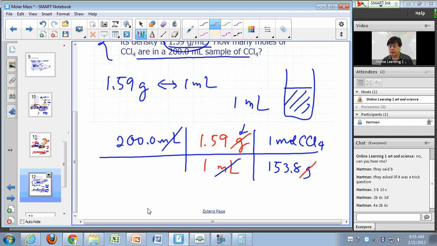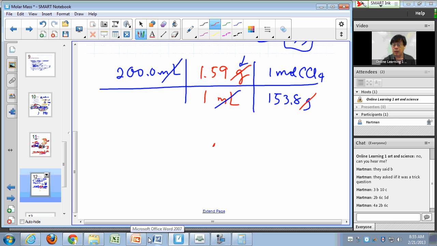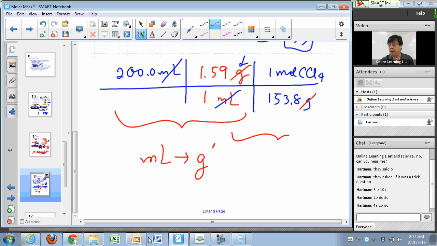Okay, think of it this way. What I did here is I converted milliliters to grams, and then what I did here is I changed my grams to moles. You can do this step by step, or you can chain these conversion factors in just one lengthy calculation if you want to do it that way.